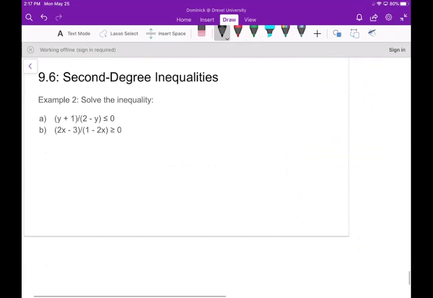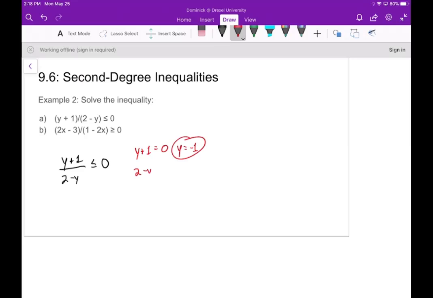Now, we can really apply the same principles to when we have a rational expression here, right? So we have y plus 1 over 2 minus y, less than or equal to 0, a rational inequality, I should say. So the nice thing about this is that it's really already sort of factored for you, right? So you're going to have critical values when y plus 1 is 0, because that's the top, so y equals -1. But you also have interesting things happen when 2 minus y is equal to 0, because then you have undefined. So that's another critical value.